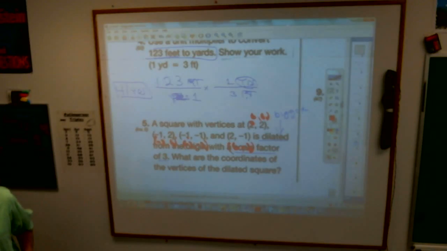That help, Josh? Jot that down on a piece of notepaper, because I'm pretty sure in tomorrow's test they'll say, here's a square with vertices, blah, blah, blah. What if it was dilated by a scale factor of 2? That shouldn't be too terribly difficult.